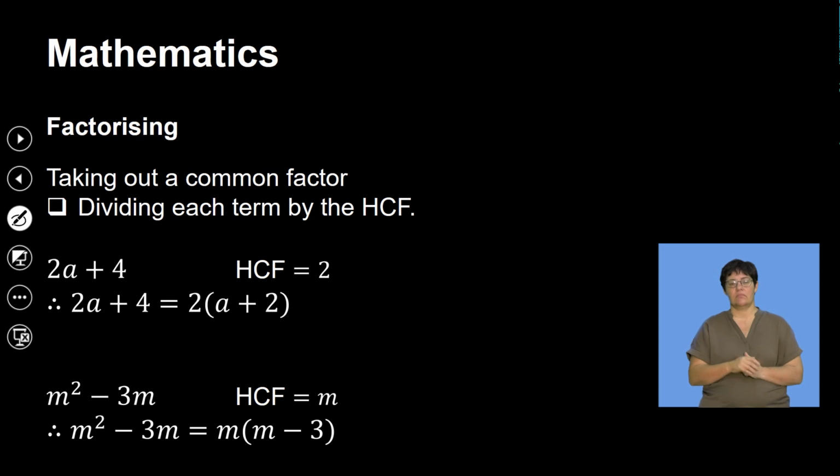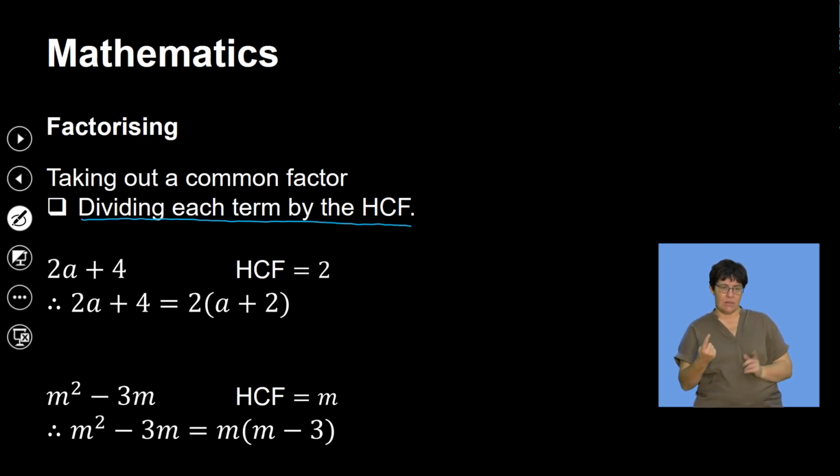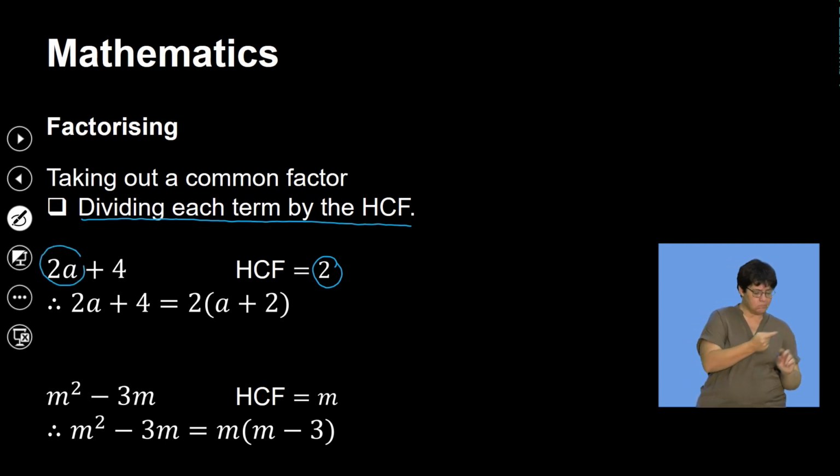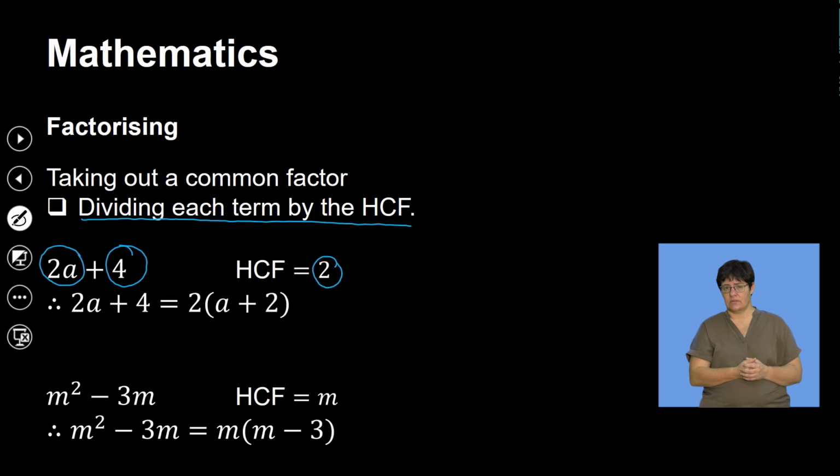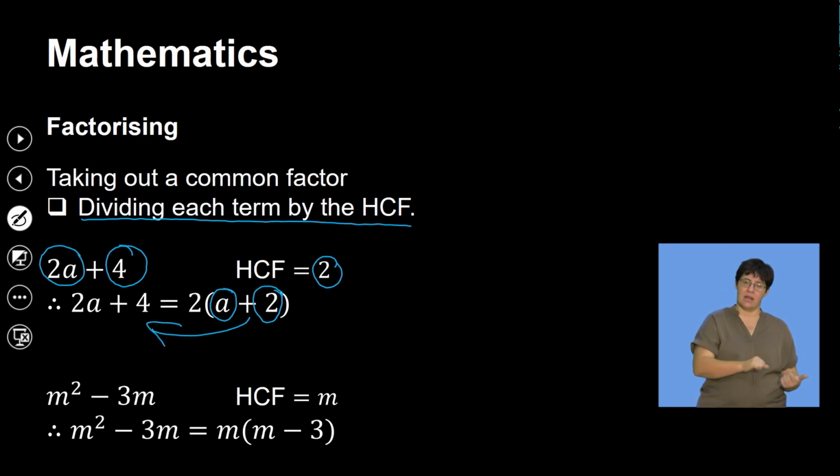Now, taking out a common factor, this means that you are dividing each term by the highest common factor. Example, if I have 2a plus 4, my highest common factor here will be 2 because 2 is divisible in 2a and it is also divisible in 4. If I divide 2a by 2, I will be left with only a. I divide the 4 by 2, I will be left with 2. Such that if I was to remove the bracket, it will take me back to what the question was. So that's what taking out a common factor is all about.